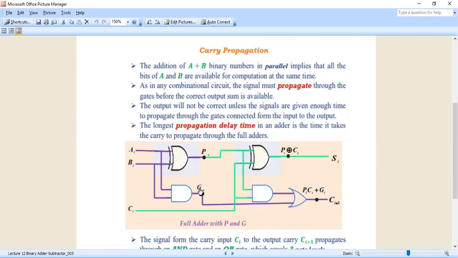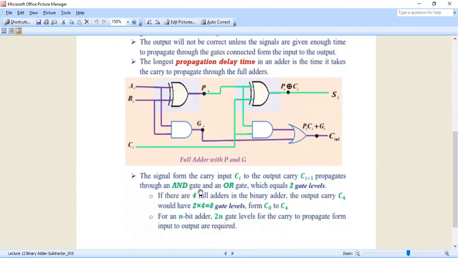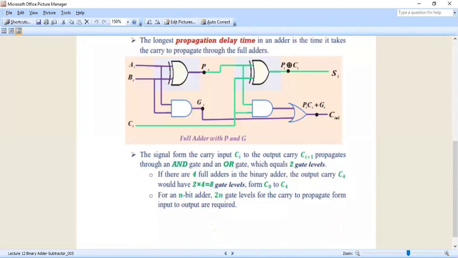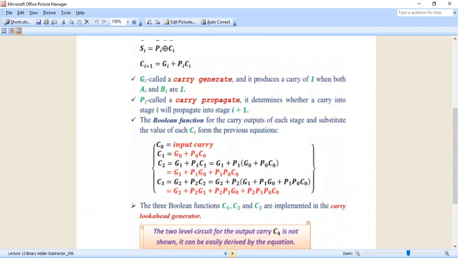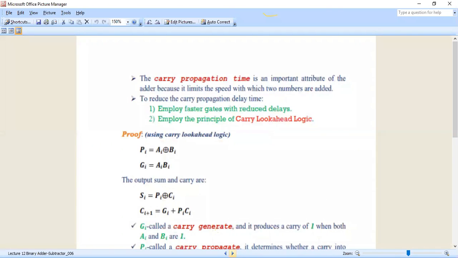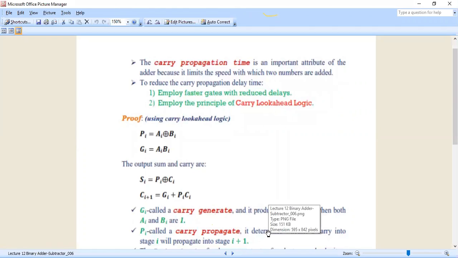So here we have to assume that these are the output circuits for that. So the carry propagation time is an important attribute. Why? Because it limits the speed with which two numbers are added.